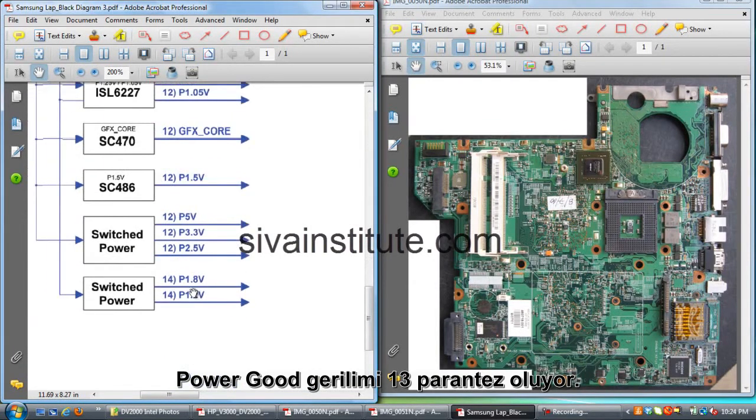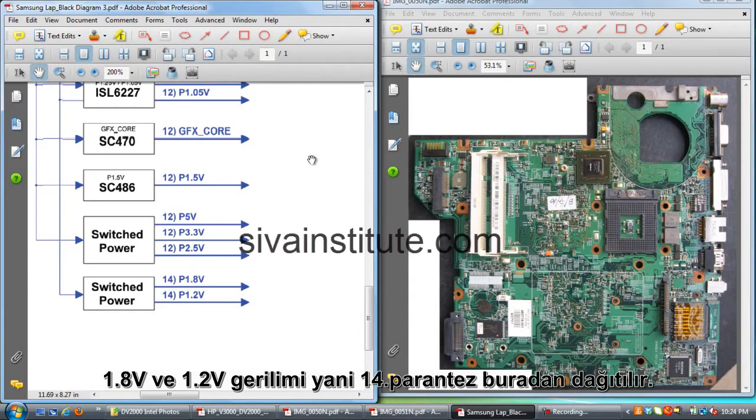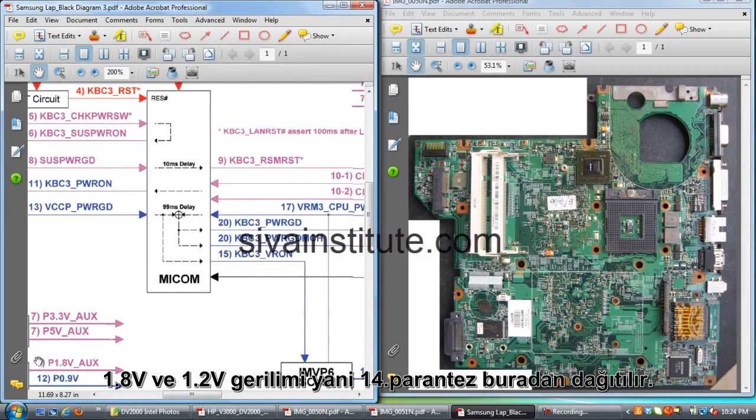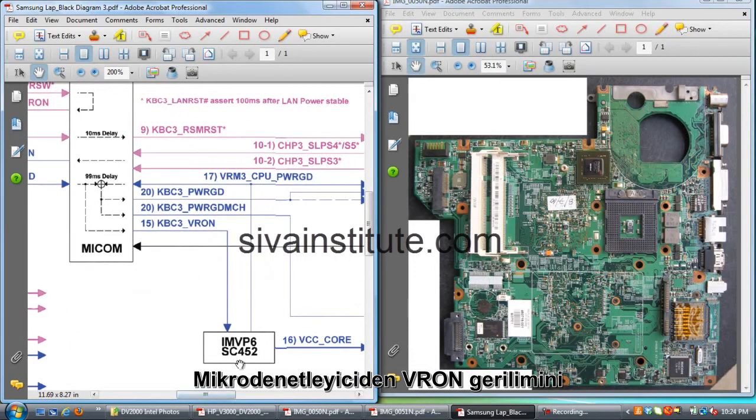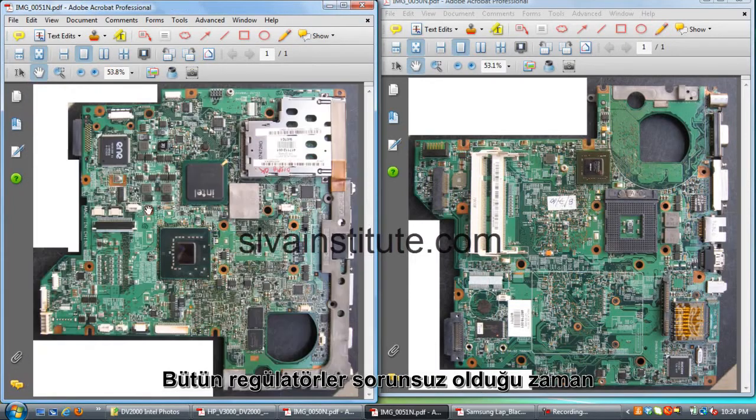This power good 13. After this, voltages release 1.8 volts and 1.2 volts, 14 and 15. See here, when all these voltage regulators are okay, this SIO controller releases VR on voltage to the CPU regulator IC. CPU regulator IC, VR on voltage to the CPU regulator IC. When this power supply voltage is okay, power good voltage goes to this IC. This IC releases VR on voltage to the CPU regulator IC. This is the CPU regulator IC.